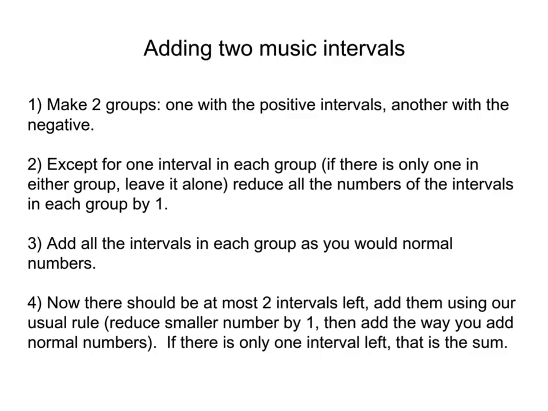Now, if you only have one interval left, like you didn't have two intervals after doing all that, for instance if you started out with only positive intervals and did not have any negative intervals, then what you get at the end is the sum of the intervals. And just add them using the usual procedure for intervals.